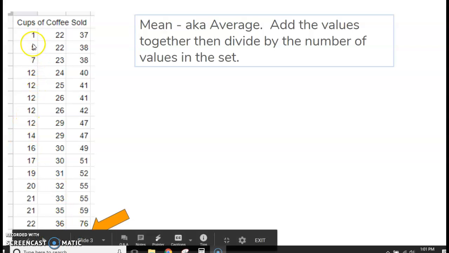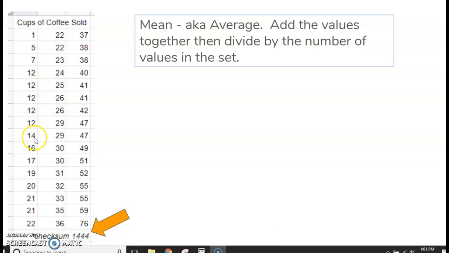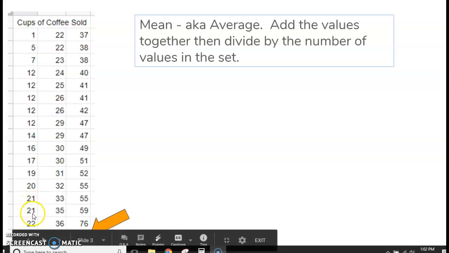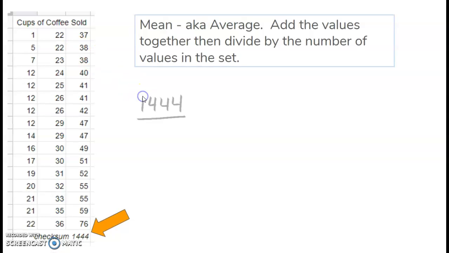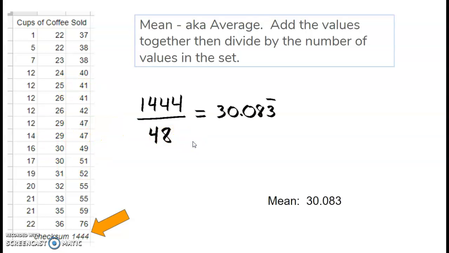Otherwise, you could note that there are 1, 2, 3, 4, 5, 6, 7, 8, 9, 10, 11, 12, 13, 14, 15, 16 in a column. I have 3 columns. 16 times 3 is 48. So the sum of them is 1,444, and I'm going to divide that by 48 numbers in this spreadsheet here. So I go ahead and divide that out, and I get 30.083 with the 3 repeating.